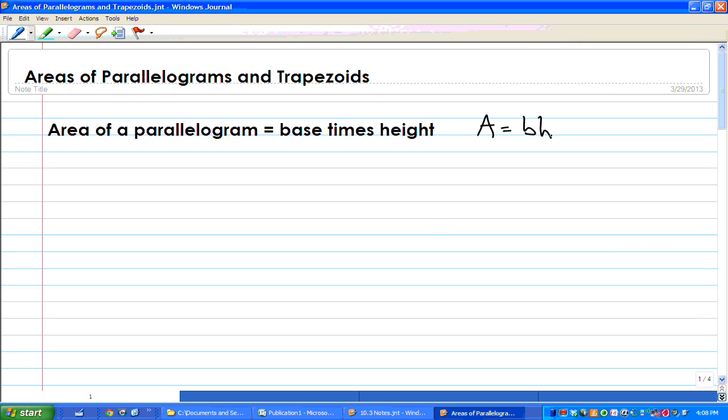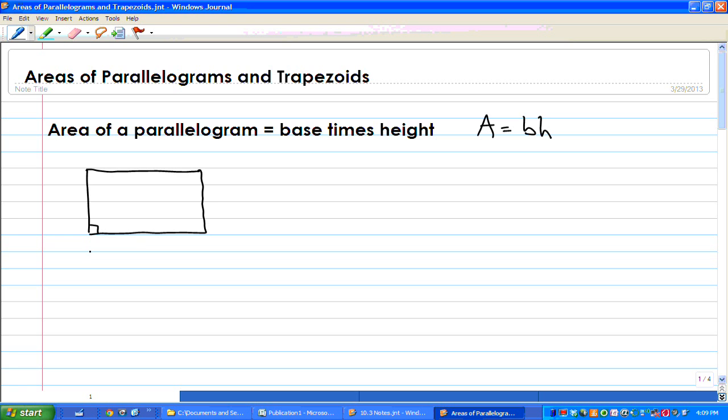Now, one thing that you have to understand is what is the height and what is the base. The base can be any side of the parallelogram. The height is going to be the perpendicular distance from that base to the other side. So let me start with something that's really simple, like a rectangle, okay? A rectangle, you know, has 4 right angles.